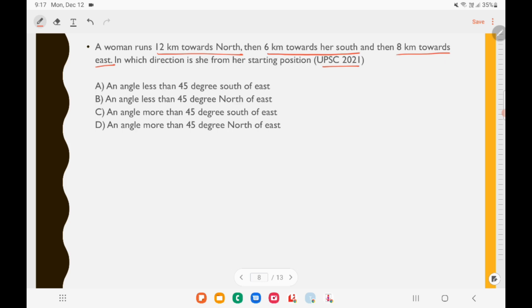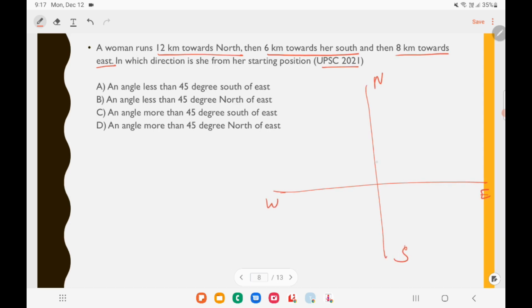So a woman ran 12 kilometers north. So let us take the directions like this. This is north, this is south, this is east and this is west. So she ran 12 kilometers north first. So she ran like this. She is here now. Okay. So this is 12. Then 6 kilometers towards her south. So from here she ran again backwards 6 kilometers towards south. She is here. So this is 6.